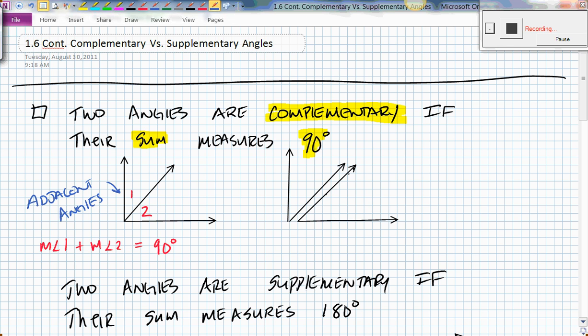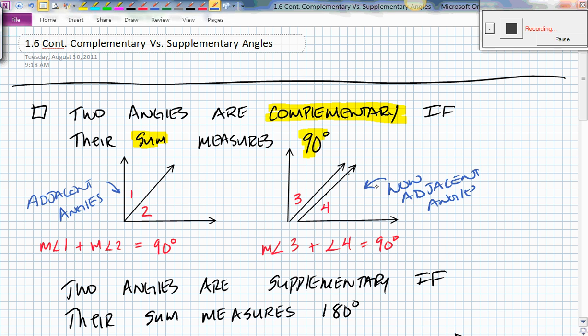Okay. And we also know they don't have to be adjacent, right? I could call this angle 3 over here and angle 4 over there, and I can still say the measure of angle 3 plus the measure of angle 4 is equal to 90 degrees. But notice those are not adjacent to each other, so they don't necessarily have to be. So these are non-adjacent angles.